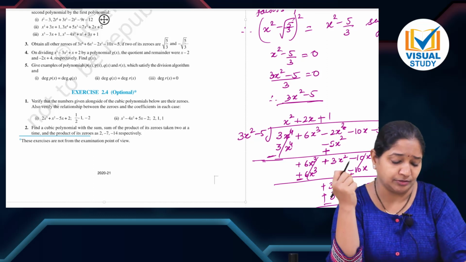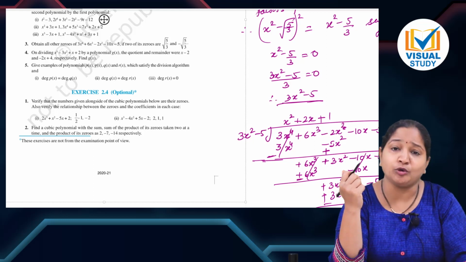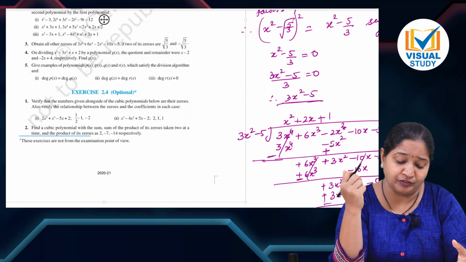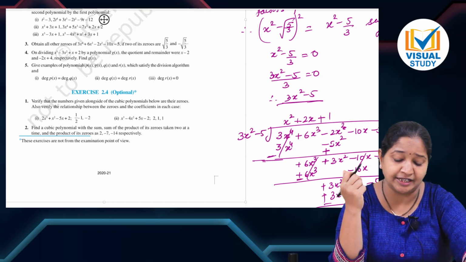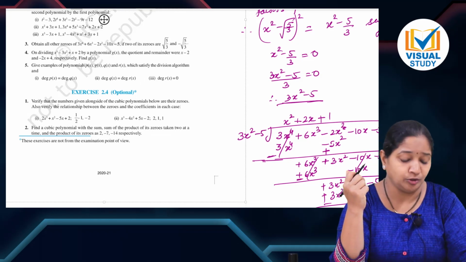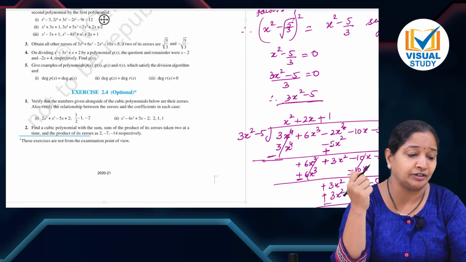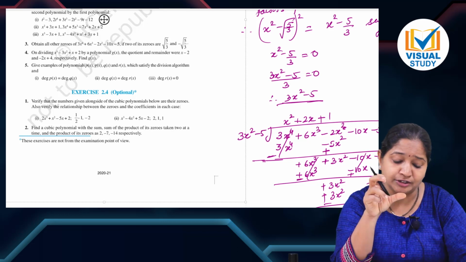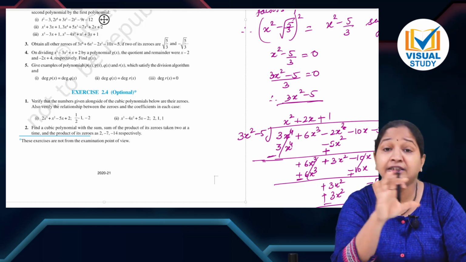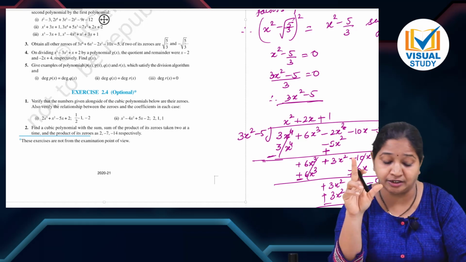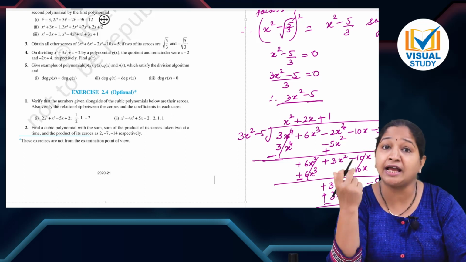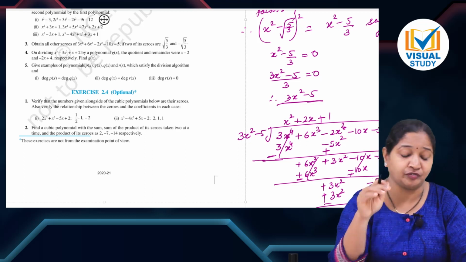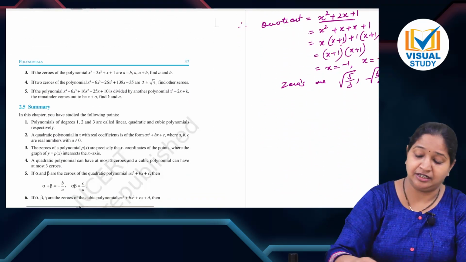Now what is the fourth sum? On dividing the given polynomial by a g of x, the quotient and the remainder were x minus 2 and minus 2x plus 4 respectively. Find g of x. They have not given you the divisor here. They have given you the quotient and the remainder, and you have to find out g of x, that is the divisor.